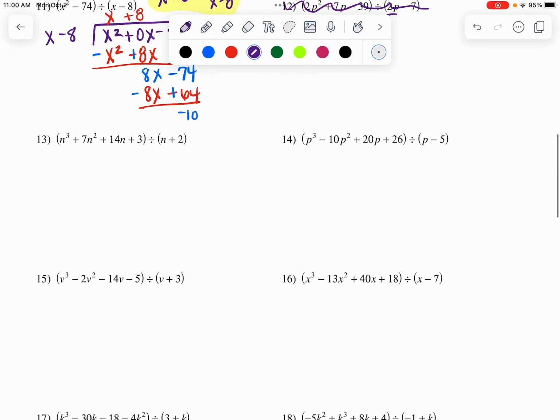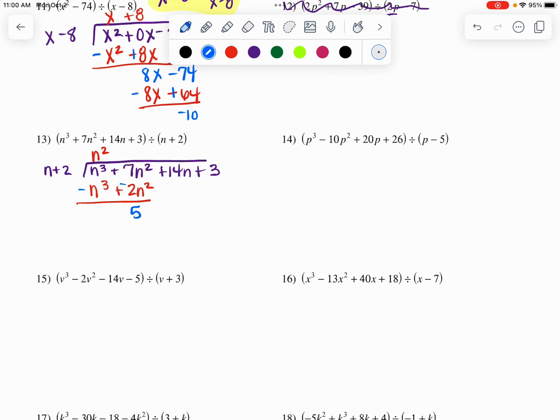Number 13, here we go. Oh, this is a long one. Let's see if I can get it to fit. We get an n plus 2, and that's going to go into n to the third, plus 7n squared, plus 14n plus 3. Okay, so I need an n squared first. So it's going to be an n to the third, and then plus 2n squared. Of course, we're going to subtract that.